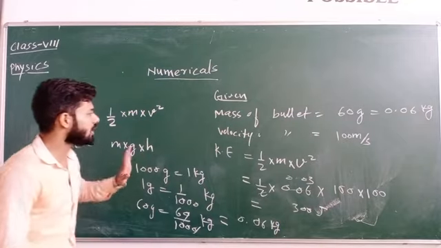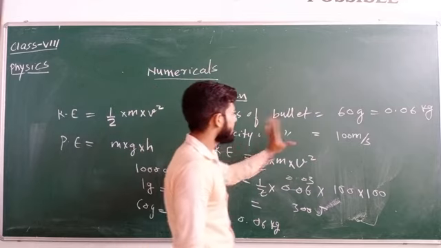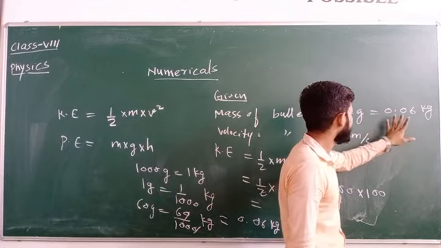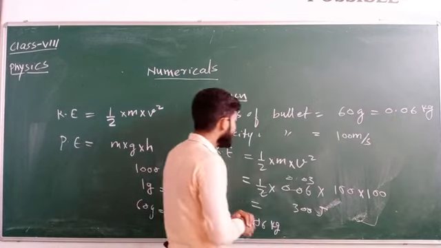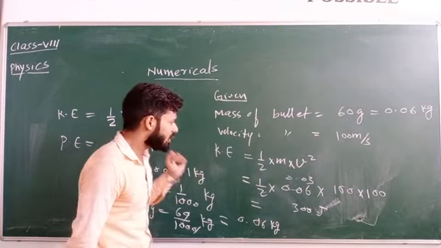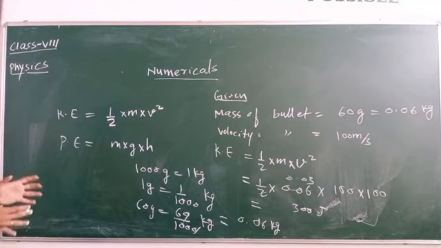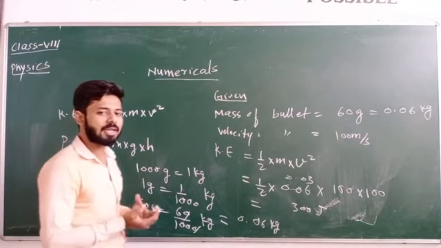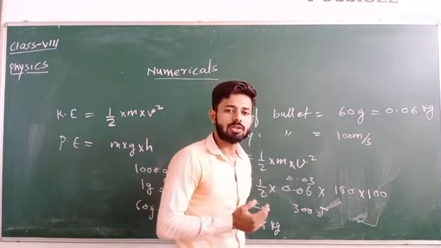So if a bullet having mass 60 gram or 0.06 kg is fired and its velocity is 100 meter per second, then definitely it possesses kinetic energy. What is kinetic energy? It is possessed due to its motion.